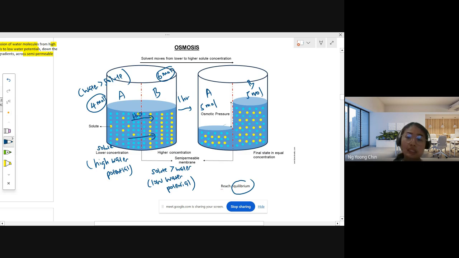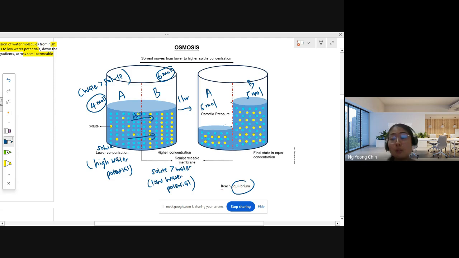Why? It's because since A had more water initially, it had 4 molarity. However, A lost the water already. The water is being diffused to region B. So since A lost water, there will be more solid, maybe more than the water molecules. That's the reason why the molarity will increase from 4 molarity to 5 molarity due to loss of the water molecule in region A.